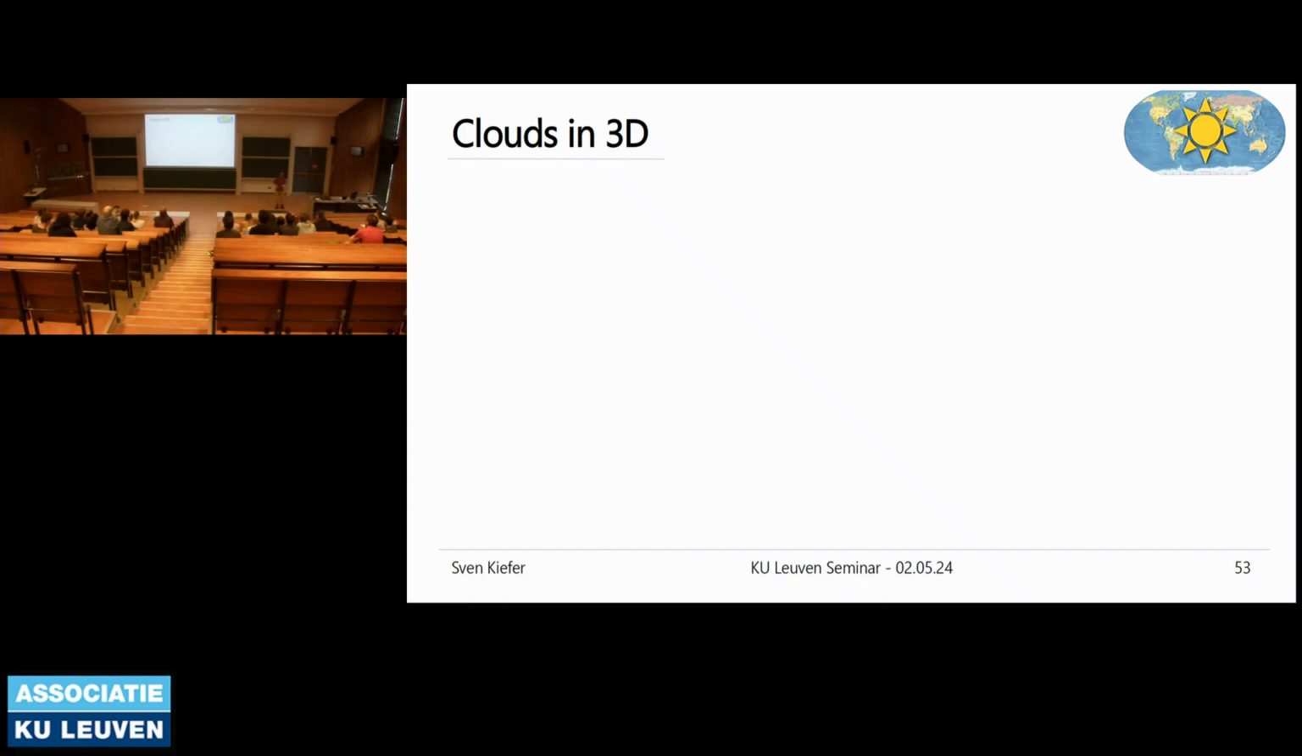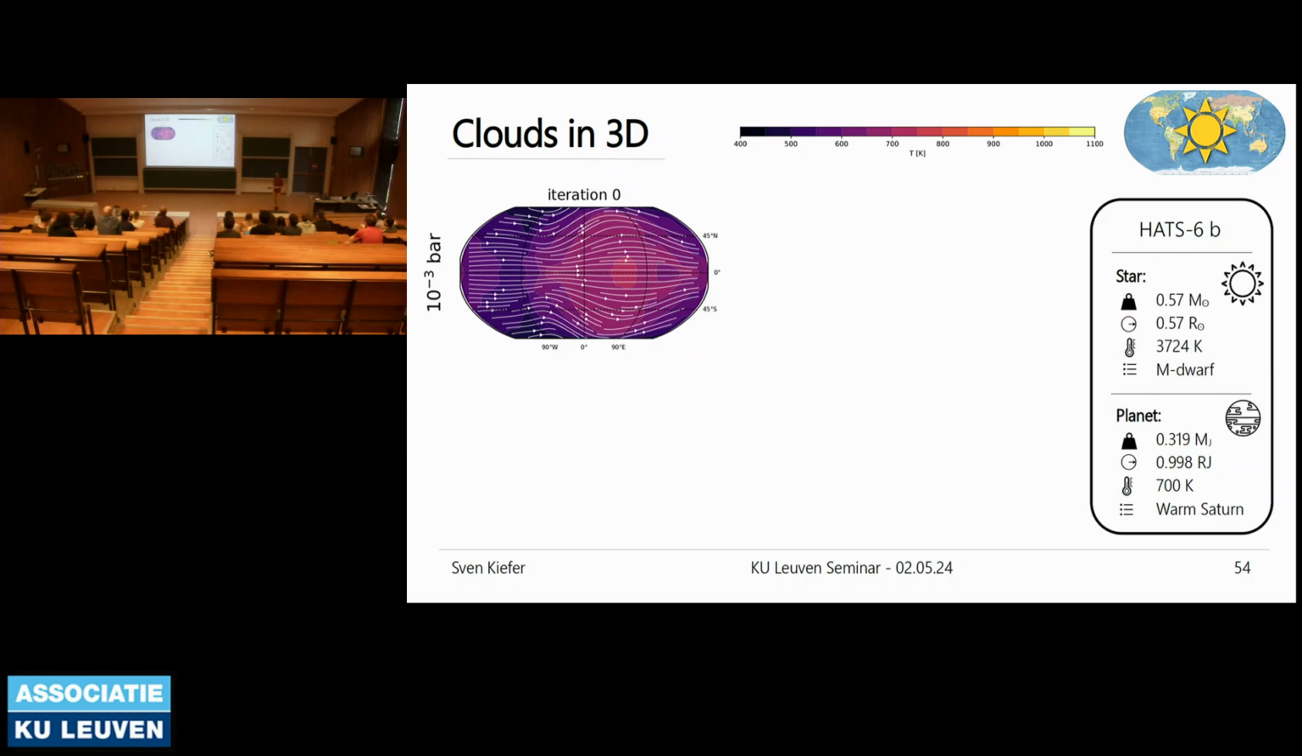So now let's put that aside, and let's have a look at HAT-P-6b, which is, by definition, a warm Saturn with an equilibrium temperature of 700 Kelvin. It has roughly the mass of Saturn, but it has the radius of a Jupiter. And then the host star is an M-dwarf, which are active, which probably a lot of people here know more about than I do, because again, I focus more on the planet. And then we simulated the climate of this planet. And in the first iteration, we just did not consider any clouds.